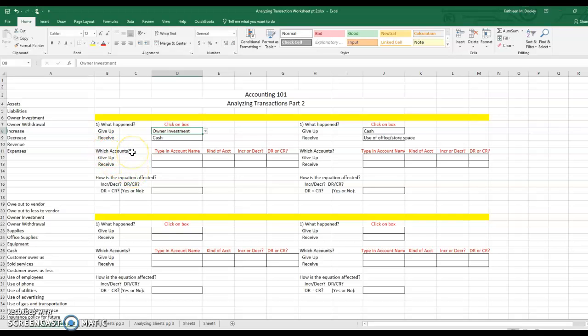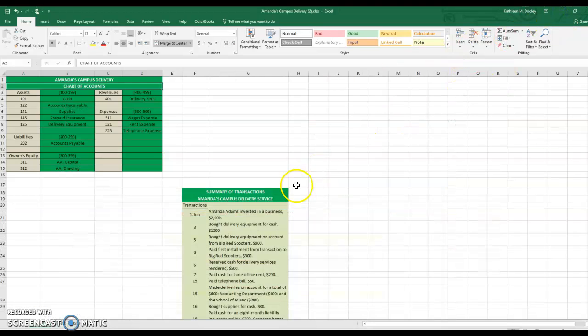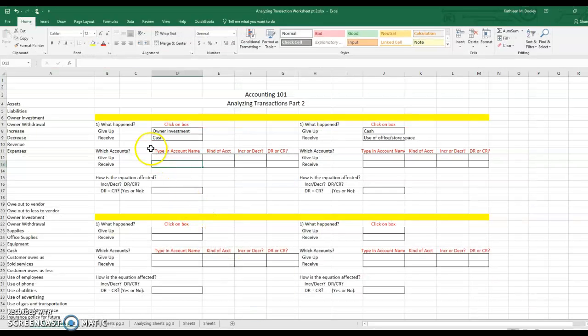All right, which accounts? Now when we choose our accounts, we're going to choose an account for the receive, which is cash. So in the receive section, I'm going to put the account that I'm going to use for cash. So once again, I go to the chart of accounts. I look for an account that's appropriate for cash. Well, there's an account called cash. So that's the one we're going to use. Okay, so I have to type it in, cash.